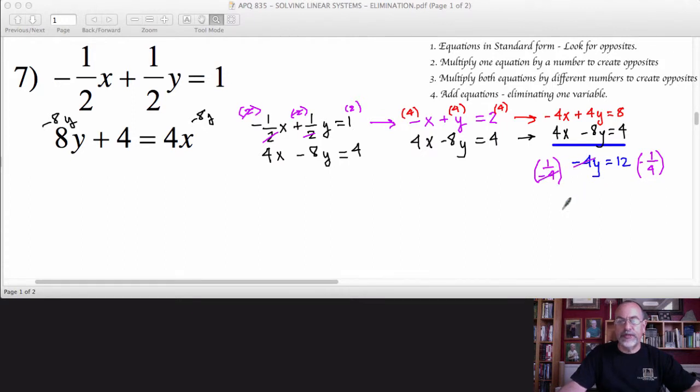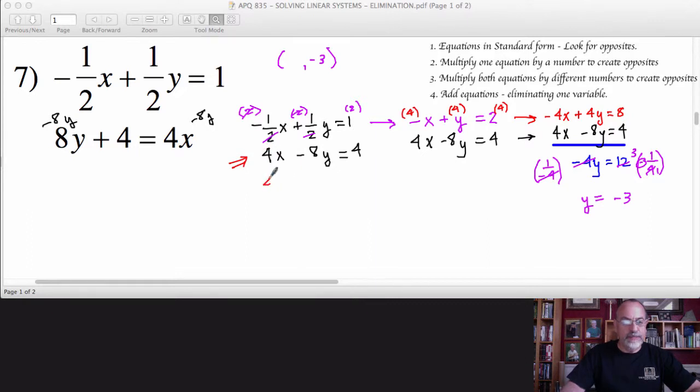So the negative 4 is reduced to 1, leaving me 1 times y, which is y. 12 and 4 I can reduce, make that a 3, so I have a positive times this negative, so that's going to be a negative 3 over 1. So my y value for my solution is negative 3. I now need to determine the x value, and again I can go back to either the original two equations or any of these other equations that I've used in the process of elimination to determine my x value. Again, I'm going to go to this equation just because I can work right below it. It's a little bit easier for me.